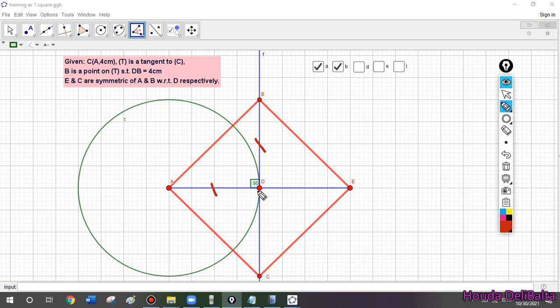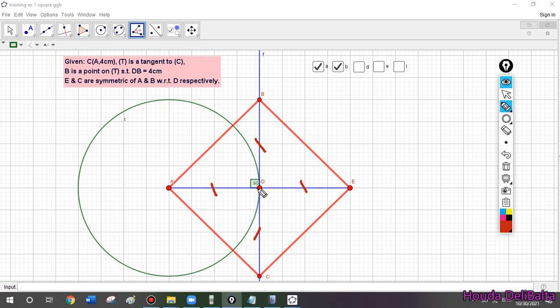I also have that dA and dE are equal because of symmetry, as well as dB and dC, again by symmetry. So let's organize the ideas. I need to prove that the diagonals are perpendicular. It's true, they are perpendicular because of tangency. I need to prove that the diagonals bisect each other.